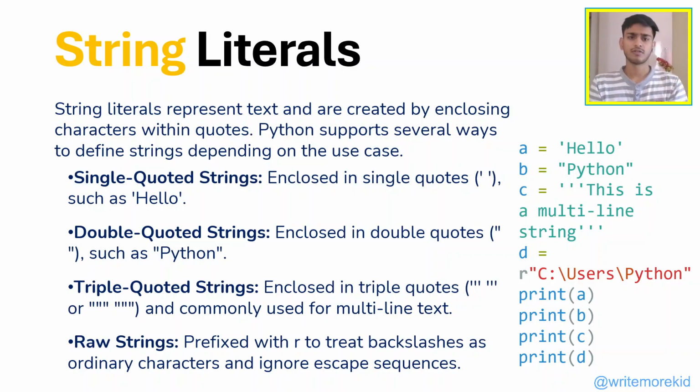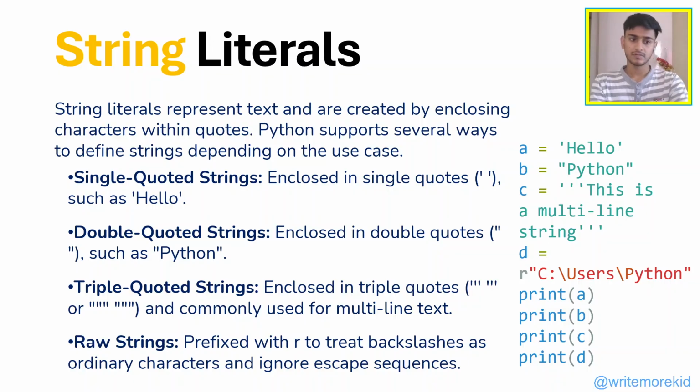So as you can see on the slide, string literals represent text and are created by enclosing characters within quotes. Python supports several ways to define strings depending on the use case. So here you can see we have 4 types of string literals. One is single quoted strings, another is double quoted strings, third is triple quoted strings, and the fourth is raw strings. Now I'll show you all these strings so that you can get a better understanding of this.